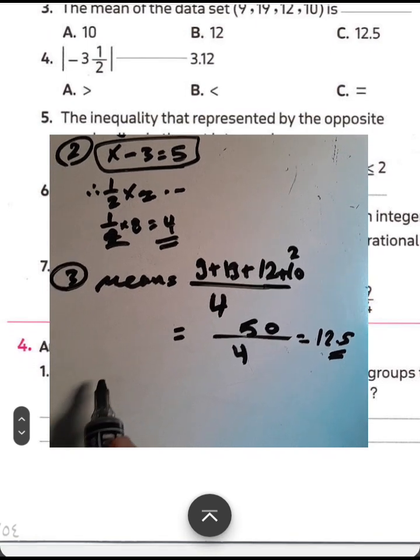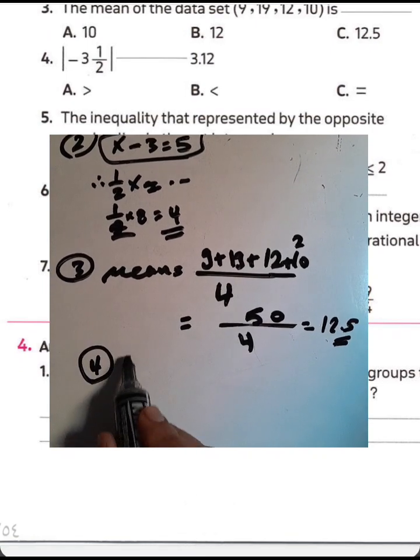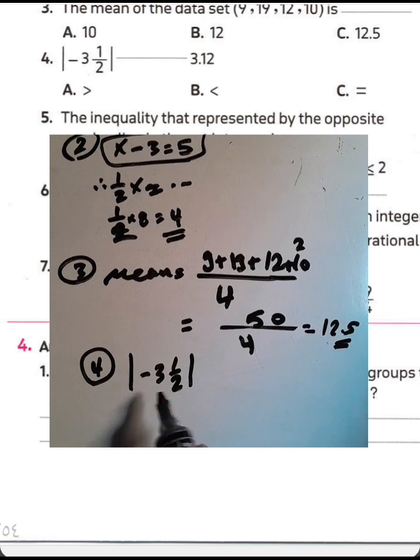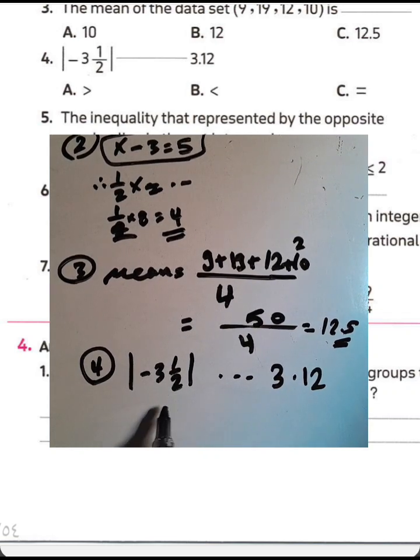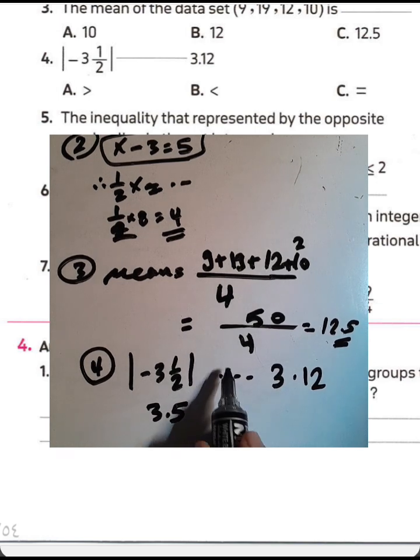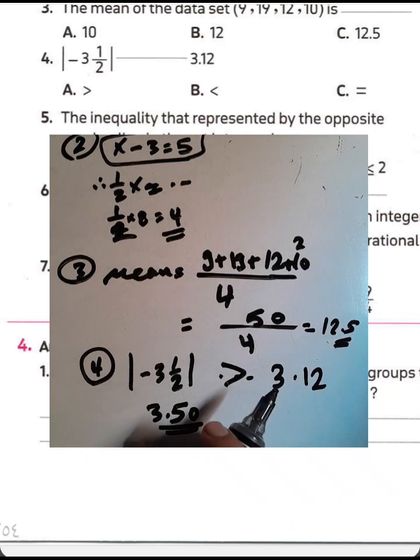Question number 4. Absolute value of negative 3.5, and 3.1 and 2. 3.5 will be 3.5. It will be greater than 3.1 and 2. If we compare the parts, put 0 here, this number is greater than this number.